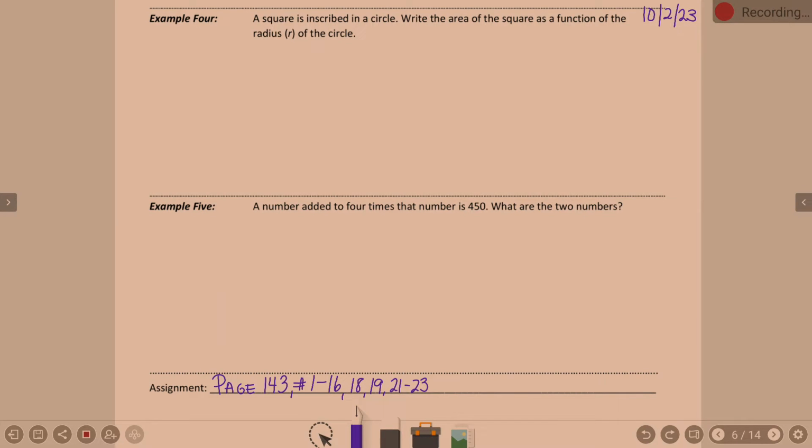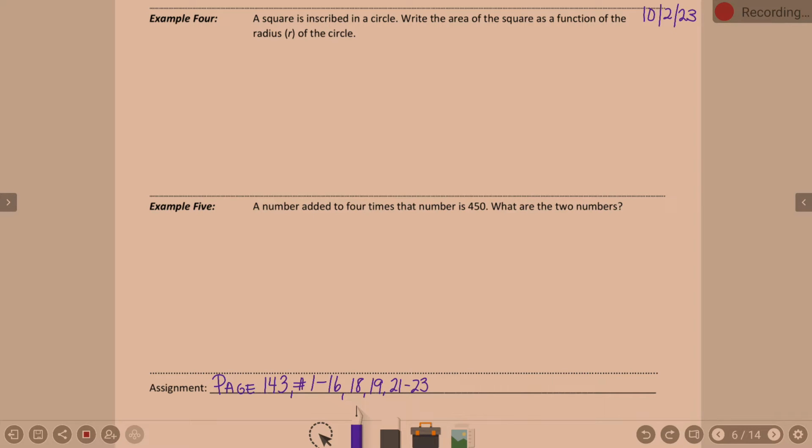Two more examples to finish up in lesson 1.7, and then we're officially done with the chapter, even, as crazy as that sounds. Okay. Example 4. We're writing equations again to be able to solve stuff. A square is inscribed in a circle. Write the area of the square as a function of the radius r of the circle.